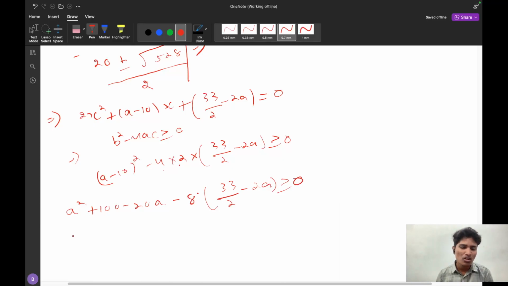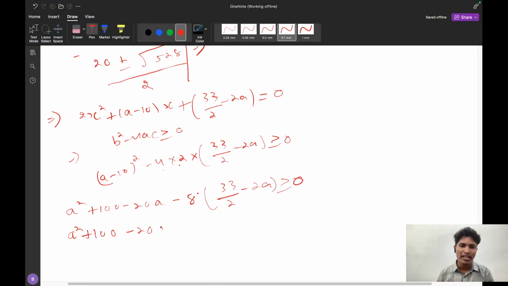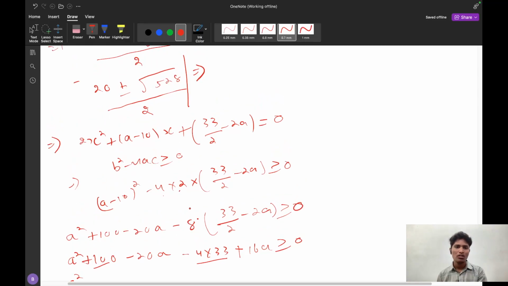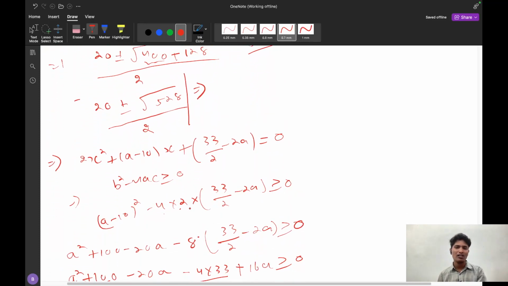Yes, so a square plus 100 minus 20a. If I multiply 8 here, what will I get? I will get minus 4 into 33 minus, because I will cancel this 2, and plus 8 is 16a, greater than or equal to 0. And if I solve this, what will I get? a square, 100 and 4 into 33. Before, what value did I get? In the earlier value I got 128.